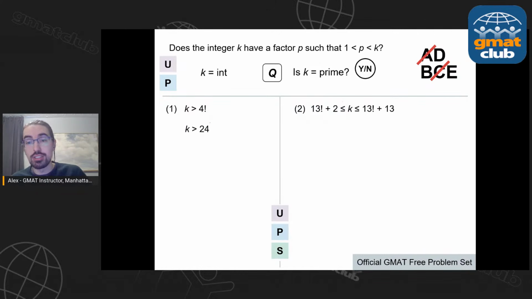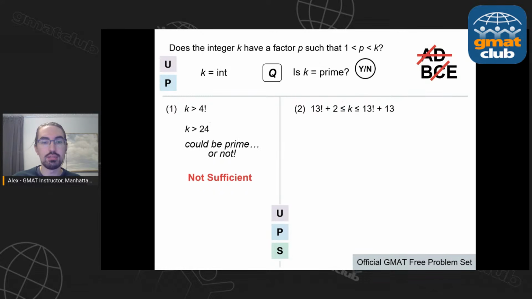But in actually solving this, we don't know yet if 1 is sufficient, right? Because it could be that both answers are sufficient. We can't cross off D yet. But if k is greater than 24 and the question is whether k is prime, we don't know, right? Because it could be prime or it could not be prime. There's a lot of numbers that are greater than 24. So we don't know, not sufficient. At this point, you can cross off A, D. C has already been crossed out because statement 2 takes care of statement 1.